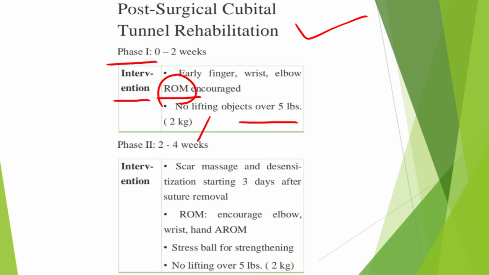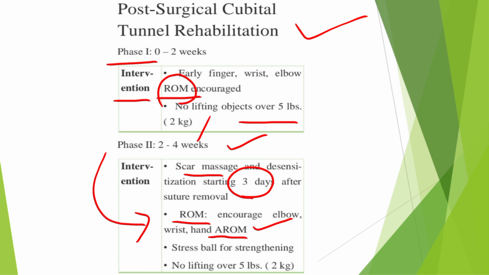The second phase is 2 to 4 weeks. Intervention is scar massage and desensitization, starting after 3 days. After suture removal, range of motion. In the second phase, also go for range of motion. Encourage elbow, wrist and hand active range of motion performed by the patient. Use a stress ball for strengthening, and same as the first phase, no lifting heavy objects.